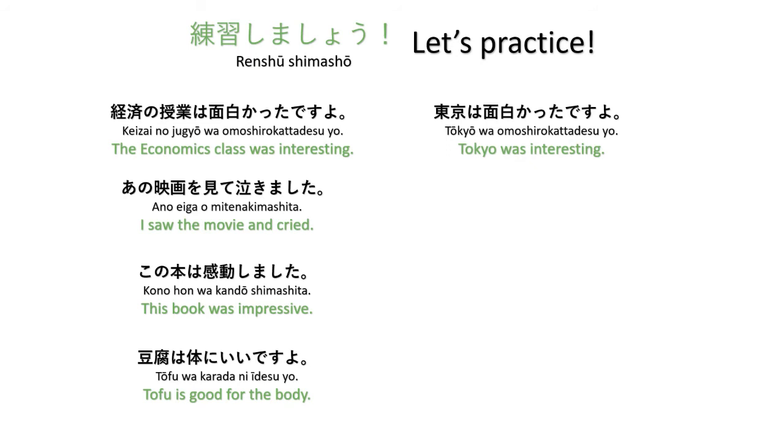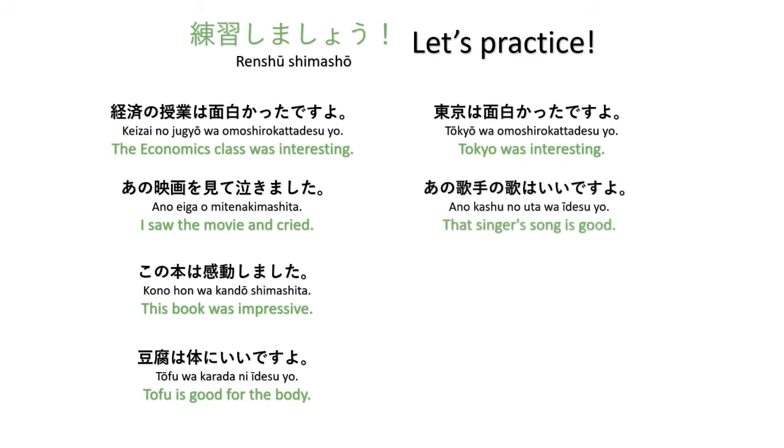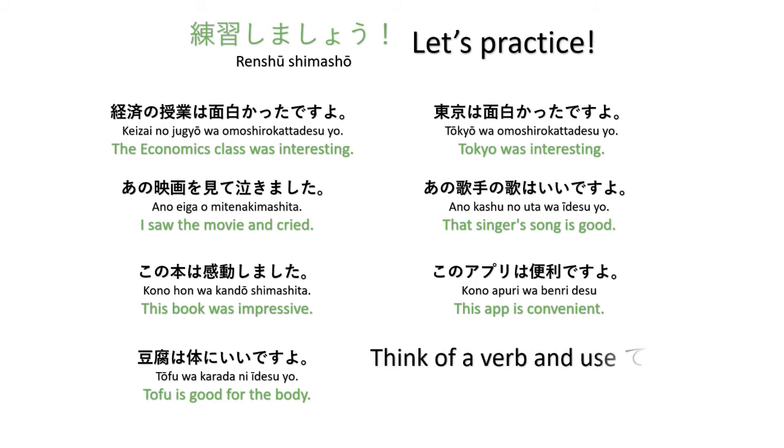東京は面白かったですよ. Tokyo was interesting. あの歌手の歌はいいですよ. That singer's song is good. このアプリは便利です. This app is convenient. So here, think of a verb and use the te form plus mimasu. You may pause the video and try and formulate your answers, or you may continue watching.